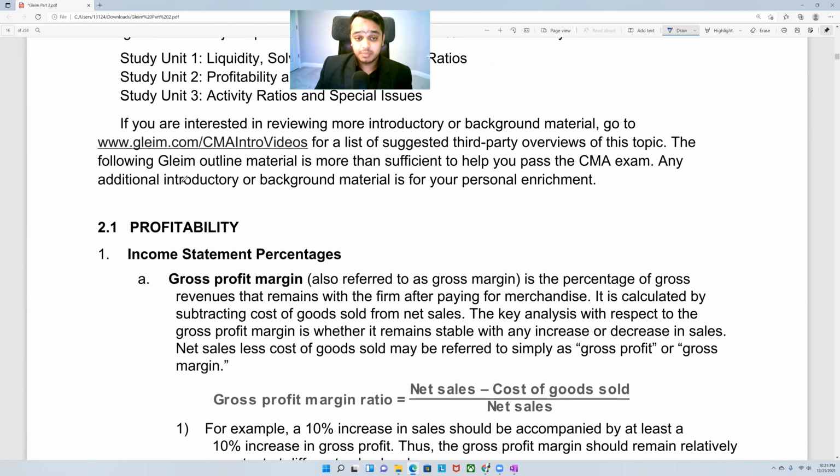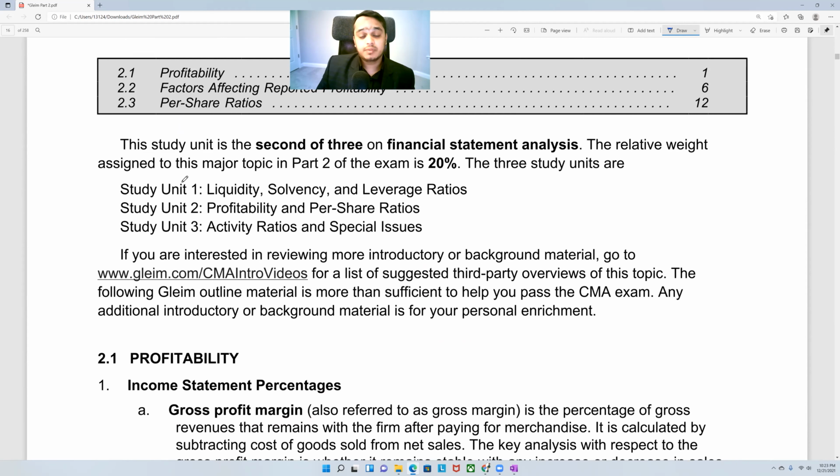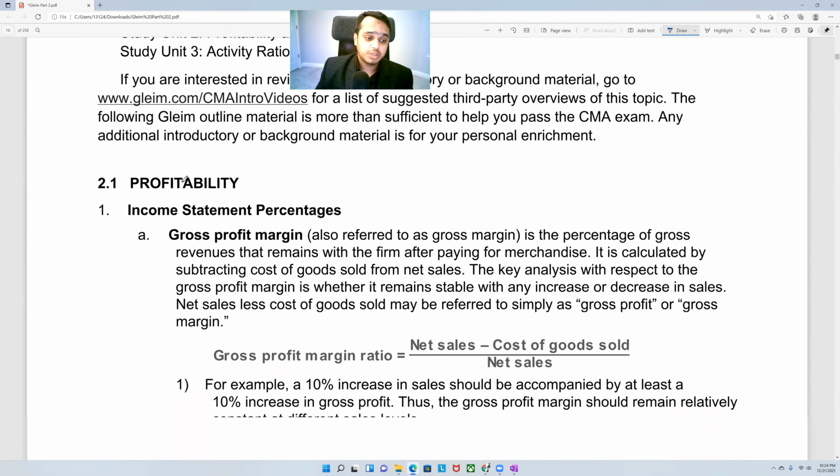Next comes the profitability ratio. What we did just now were the liquidity ratios, the solvency ratio, and the gearing ratios. Now we are moving towards the profitability ratios. In the profitability ratios, most of the time we'll be taking up the income statement, so that we understand how much the profitability is.